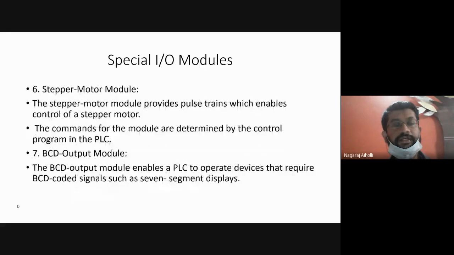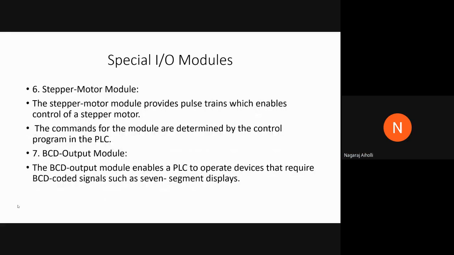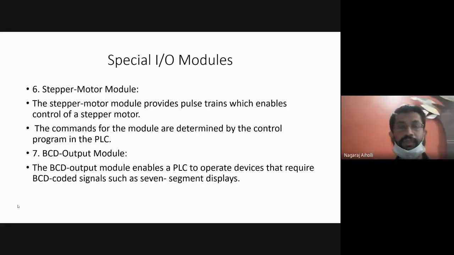Stepper motor module. The stepper motor module provides a train of pulses, or pulse trains, to control the stepper motor. What is a stepper motor? It is a device which converts electrical energy into mechanical energy. That is a motor, we know that, correct? Now this is a stepper motor. If you apply one pulse, it rotates by one step. If you apply a second digital pulse or second digital signal, it rotates by another step. That is why it is called a stepper motor. It rotates in steps.